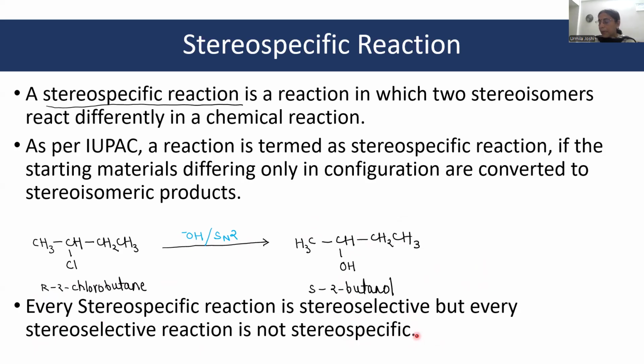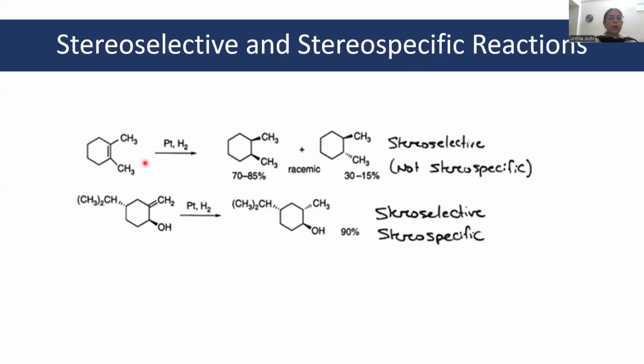And remember, in terms of starting material and product, a stereospecific reaction deals with the starting material. So two stereoisomers react differently. Whereas a stereoselective reaction talks about the product. When there is a possibility of formation of two products, the reaction pathway chooses one. That is a stereoselective reaction. Okay, look at this.